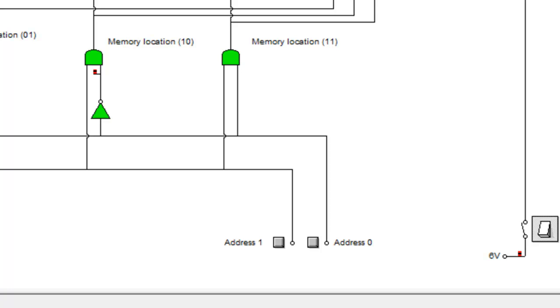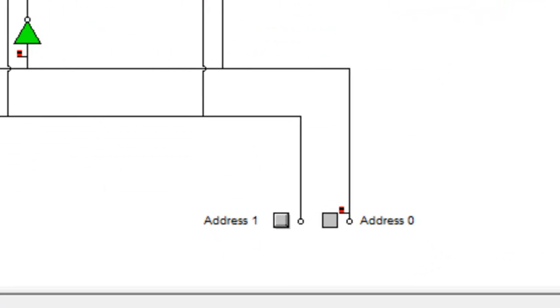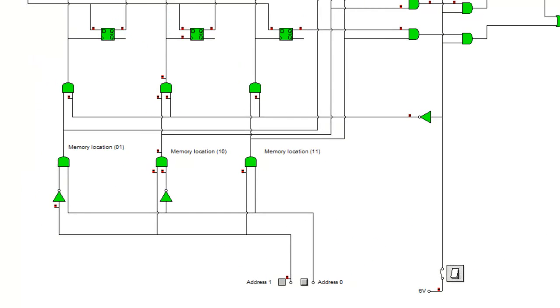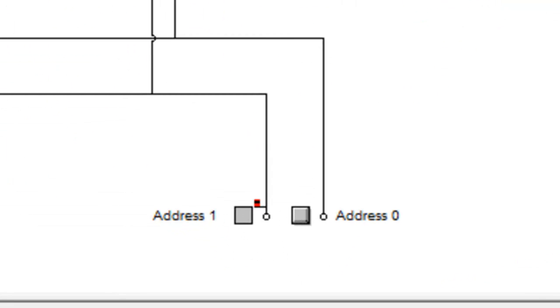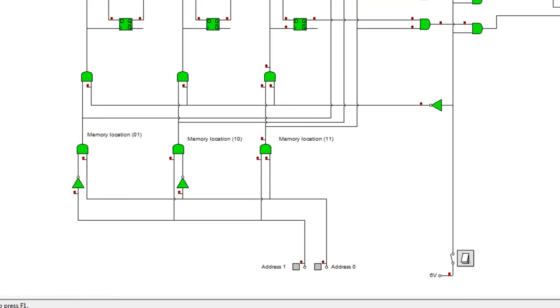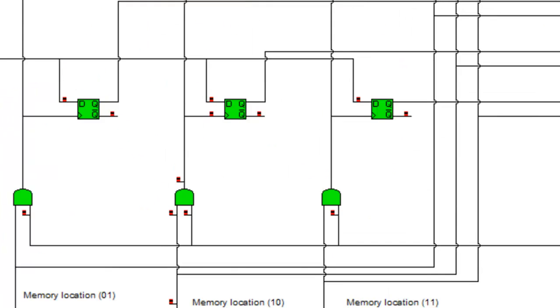Having the first, A0, on and the second, A1, off, the first address bus will be chosen. With A0 off and A1 on, the second address bus will be chosen. With both A0 and A1 on, the third address bus will be chosen. Now that we have the location to put our memory in, the clock in the commercial D flip-flop will now be activated.